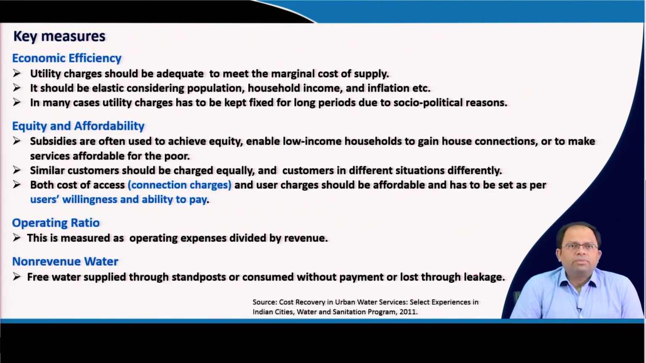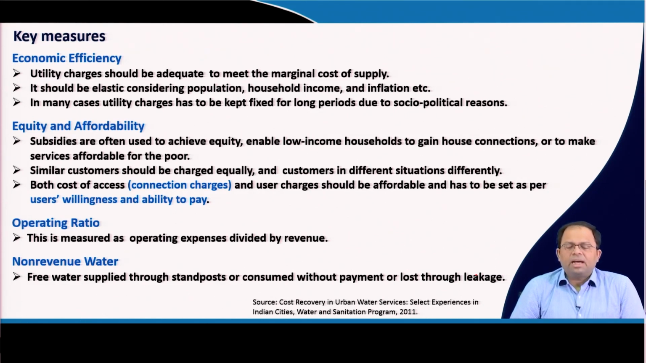So, next we will talk about some of the key measures based on which a water supply system is usually evaluated, or rather, when we decide on the tariff structure, we usually take these key measures into consideration. The first one is economic efficiency. What it means is the charges collected by the utility provider should be adequate to meet the marginal cost of supply.